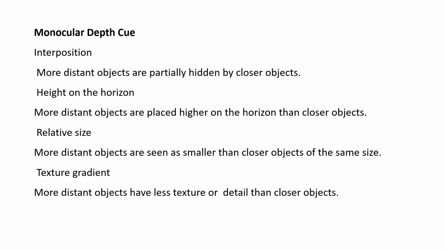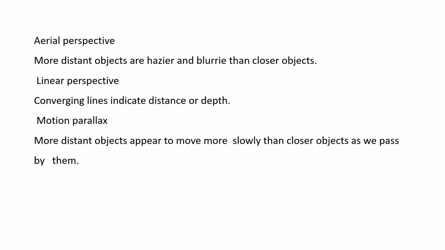Monocular depth cues are: interposition, where more distant objects are partially hidden by closer objects; height on the horizon, where more distant objects are placed higher on the horizon than closer objects; relative size, where more distant objects are seen as smaller than closer objects of the same size; texture gradient, where more distant objects show less texture and detail than closer objects; and aerial perspective, where more distant objects appear hazier and bluer than closer objects.